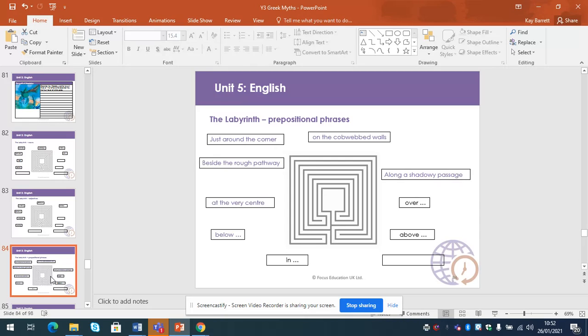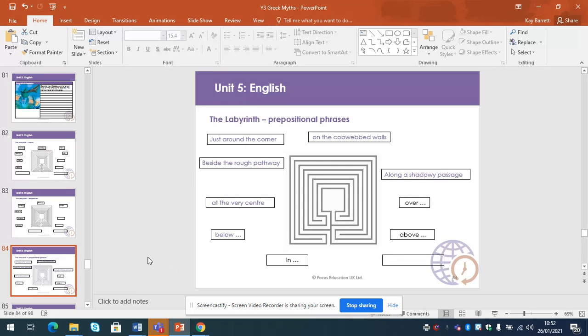Finally, on the last sheet, there are some prepositional phrases. We've done loads of work over the last couple of weeks on prepositions. Prepositions are parts of the sentence that tell you where something is in relation to something else. So examples are just around the corner, on the cobweb walls, beside the rough pathway, at the very centre, along a shadowy passage, and then words like below, in, over, above, next to, all the ones that we've done in our packs over the last couple of weeks, you could use as well.